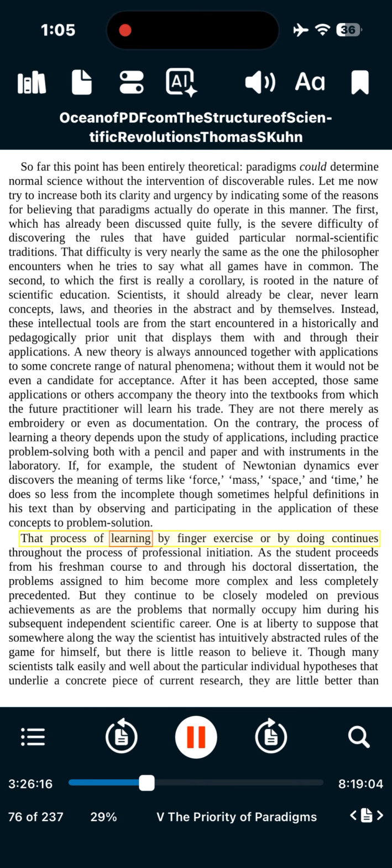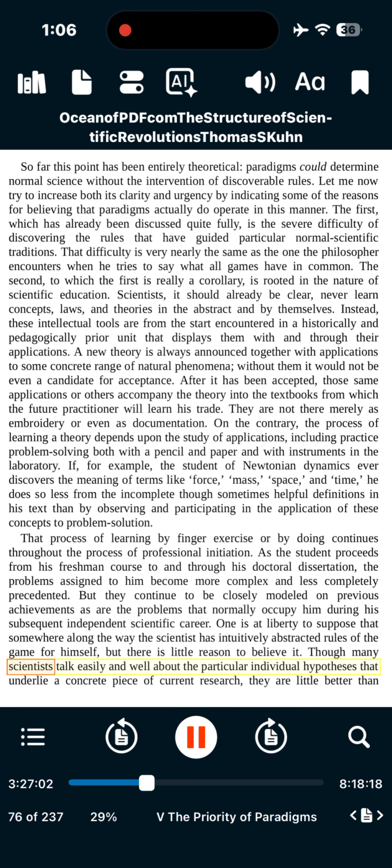That process of learning by finger exercise or by doing continues throughout the process of professional initiation. As the student proceeds from his freshman course to and through his doctoral dissertation, the problems assigned to him become more complex and less completely precedented. But they continue to be closely modeled on previous achievements, as are the problems that normally occupy him during his subsequent independent scientific career. One is at liberty to suppose that somewhere along the way the scientist has intuitively abstracted rules of the game for himself, but there is little reason to believe it.